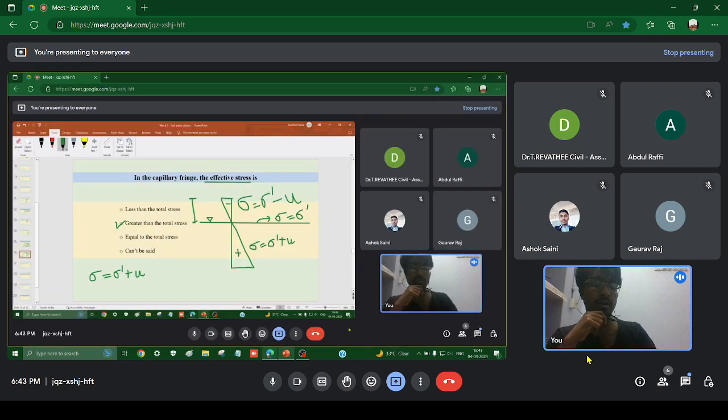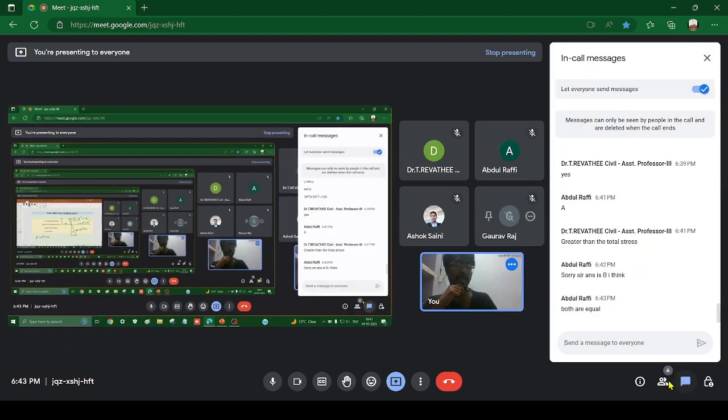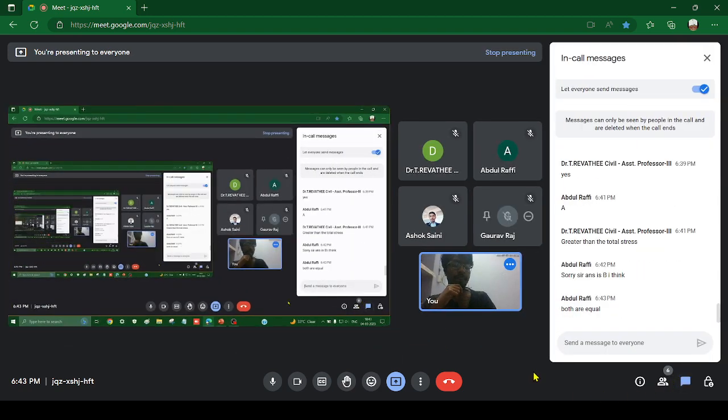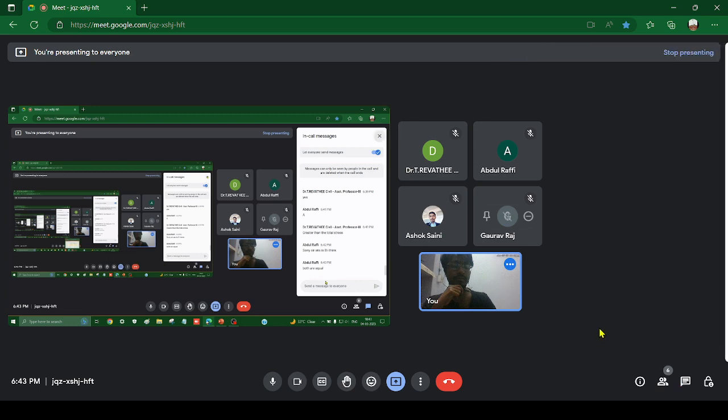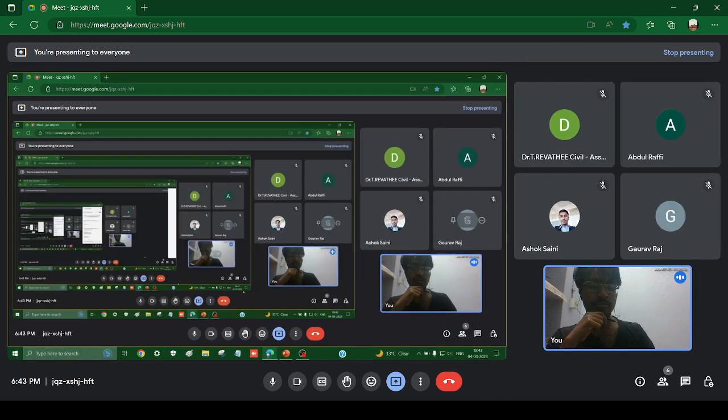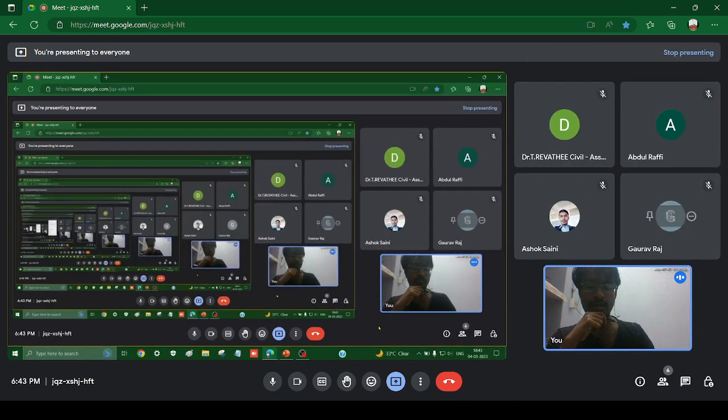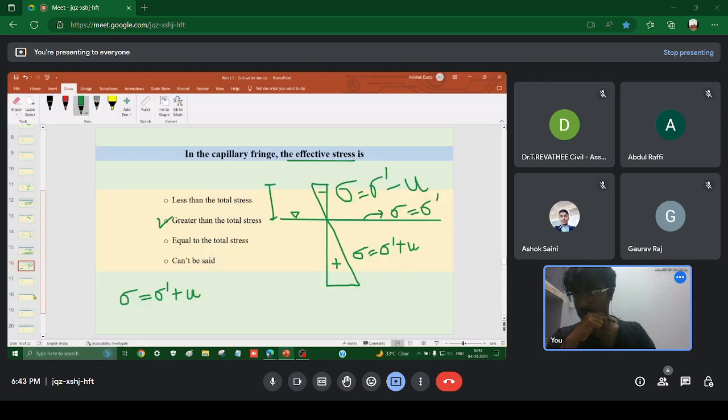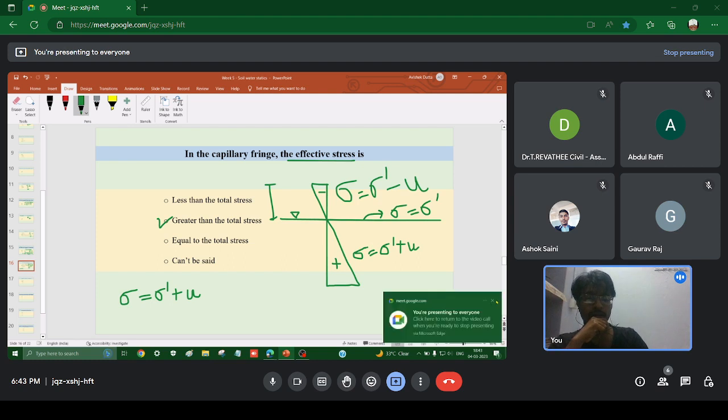I believe it is clear to all of you. Any doubt? Anyone? Any doubt? Anyone regarding this particular question? Because this is a conceptual question. You have to get your concepts clear. Okay, I'll move on to the next question. I think I have three questions left. Yeah. So this is option B. This is the answer. Effective stress is more. Next question.